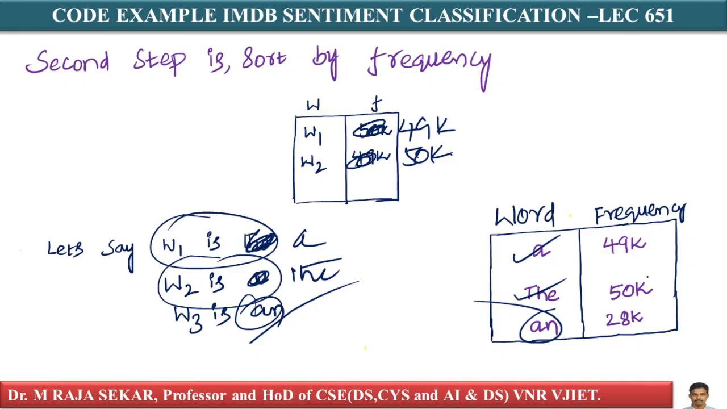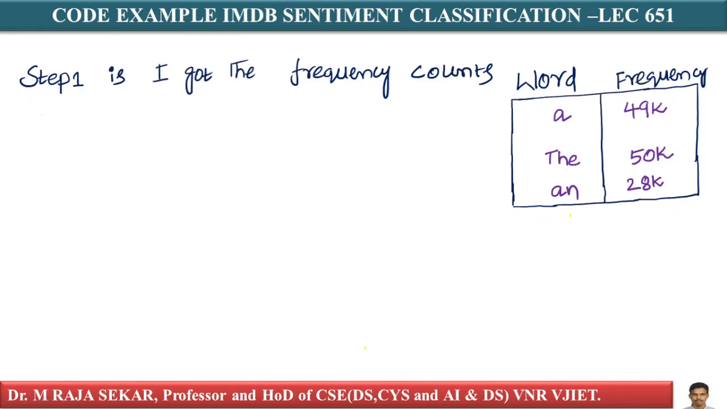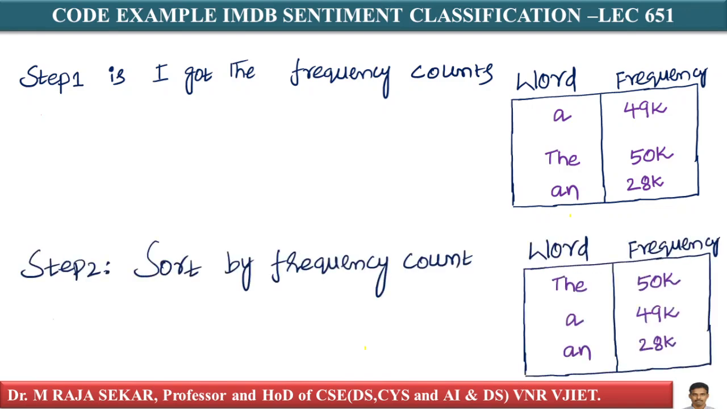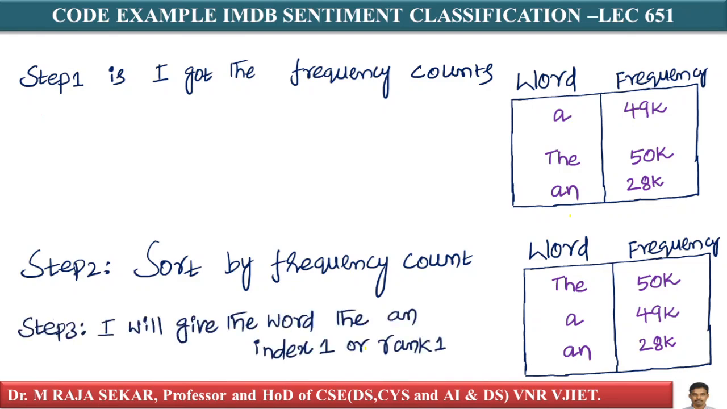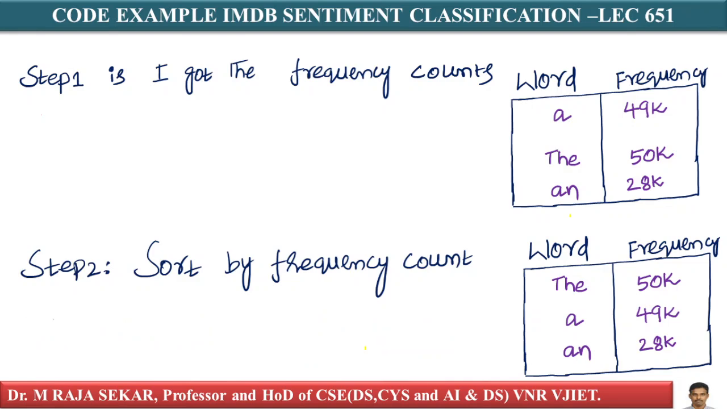Descending order frequency means first I compute the frequencies, then I arrange them in descending order. Let me repeat: Step 1 is I got the frequency counts. Step 2 is sort by frequency count. That's what I am doing. What is my step 3?